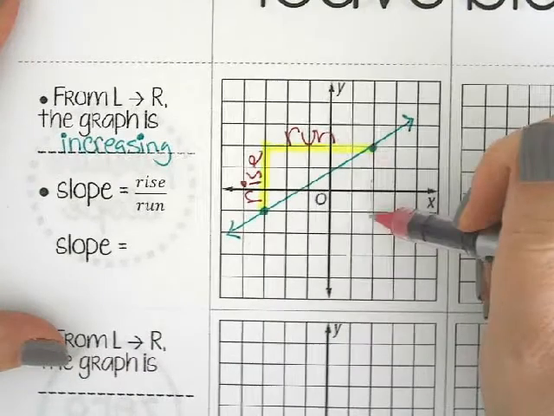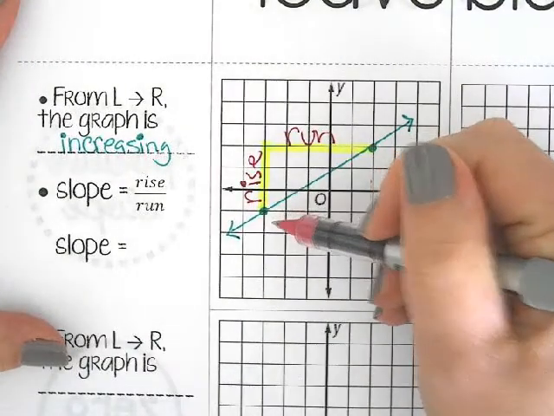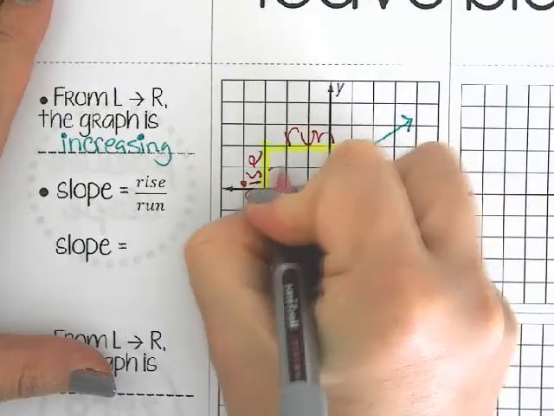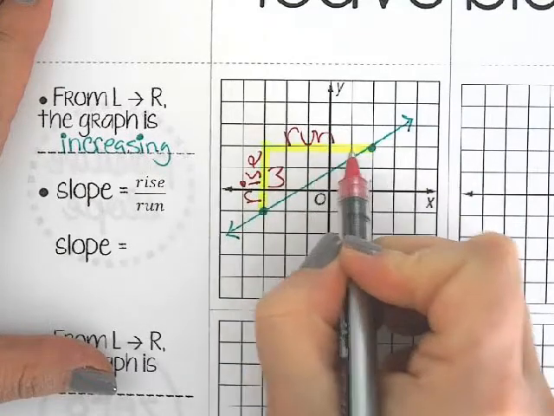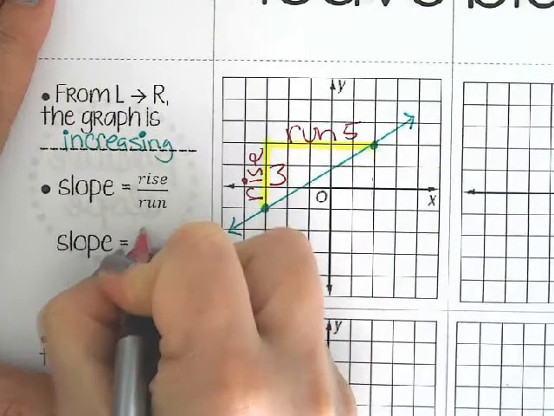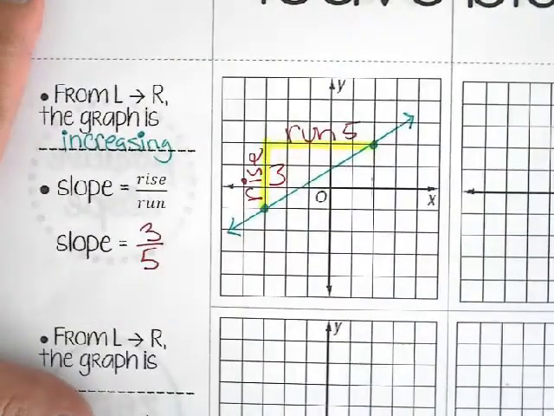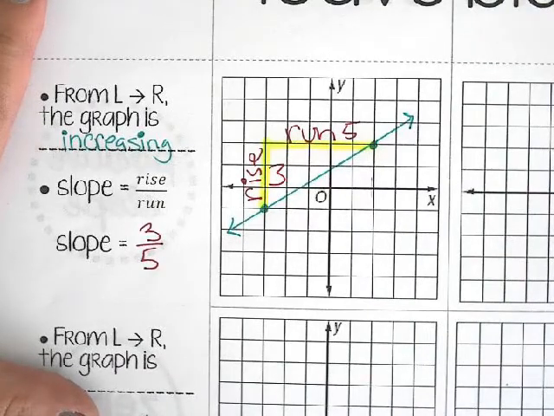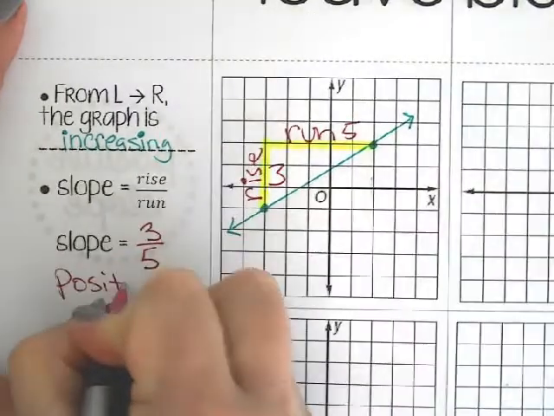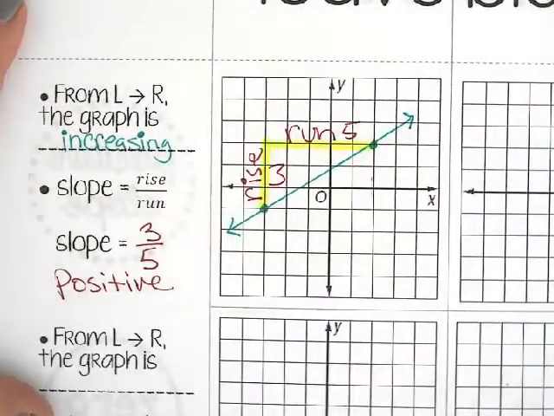I could go down and I also could go over. So I'm counting my spaces, 1, 2, 3. So that means my rise is 3. My run, 1, 2, 3, 4, 5. My run is 5. So my slope is going to be 3 over 5. This is a positive slope. Positive slope. Going to move over to my next graph.